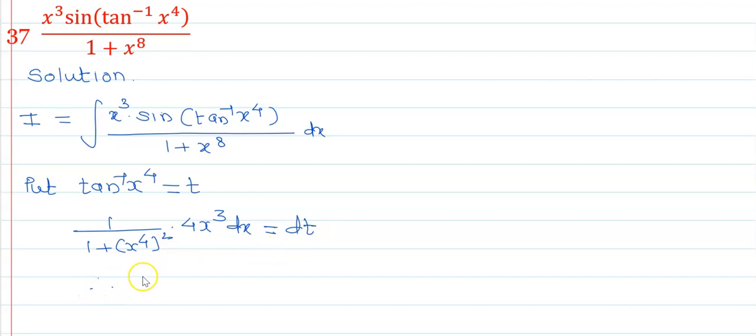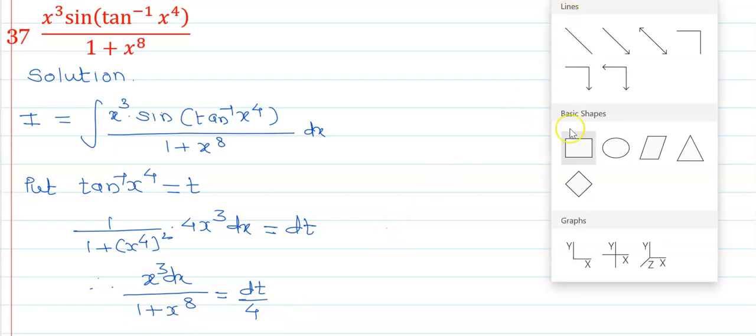Therefore x cube into dx upon 1 plus x raised to 8. Okay, transfer this 4 to the right hand side and it will become dt upon 4. This is important. x raised to 3 into dx upon 1 plus x raised to 8 is equal to dt by 4. And this is important.